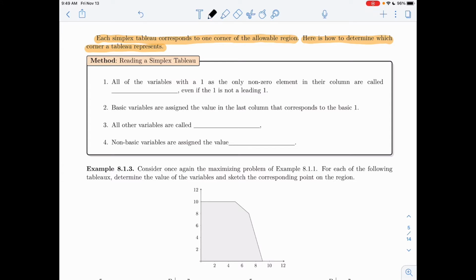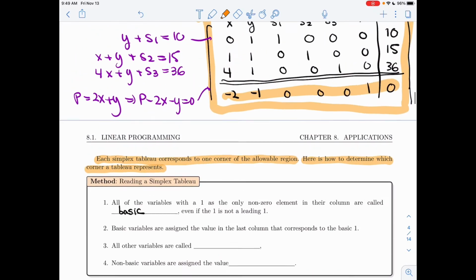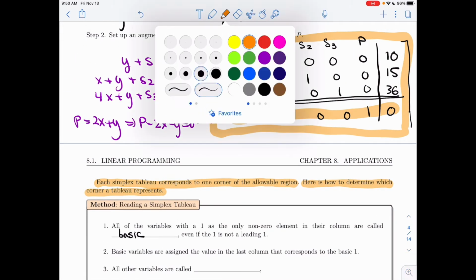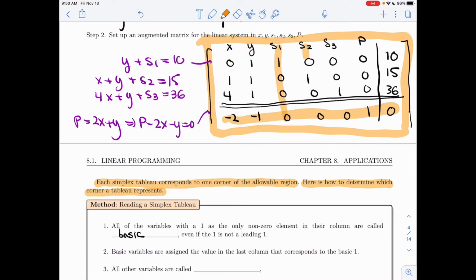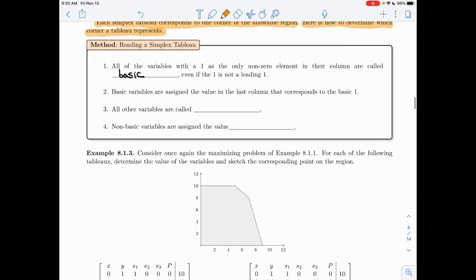All of the variables with the 1 as the only non-zero element in their column are called basic, even if the 1 is not leading. So we will not go to REF and RREF like we used to. Our matrix is pretty simplified already, and you could see here that these should act like our leading entries did, even though they're not at the start of each row.